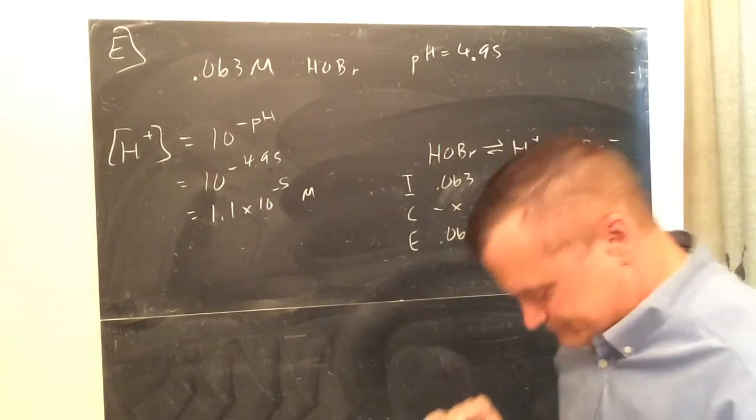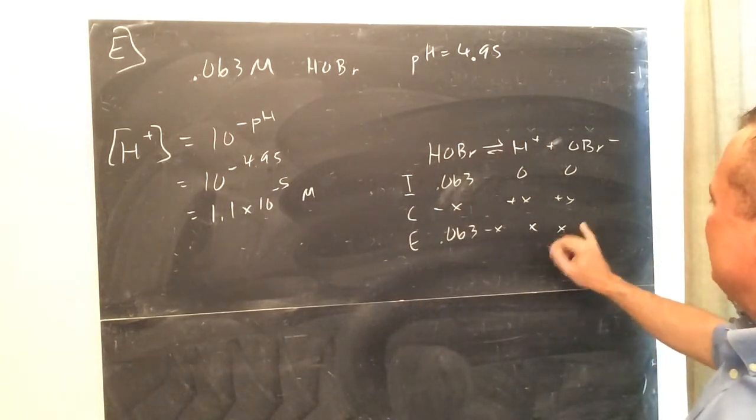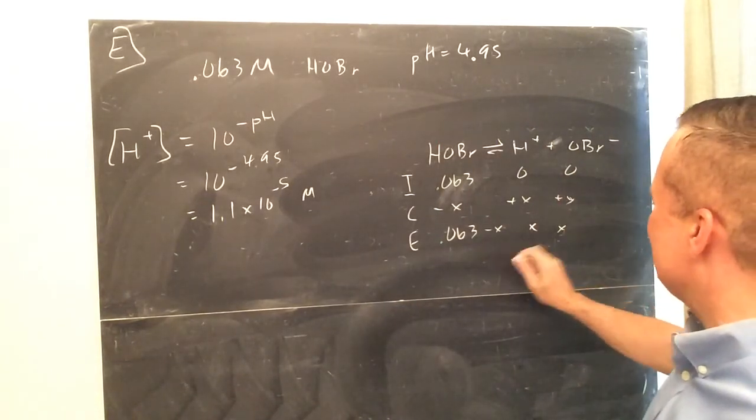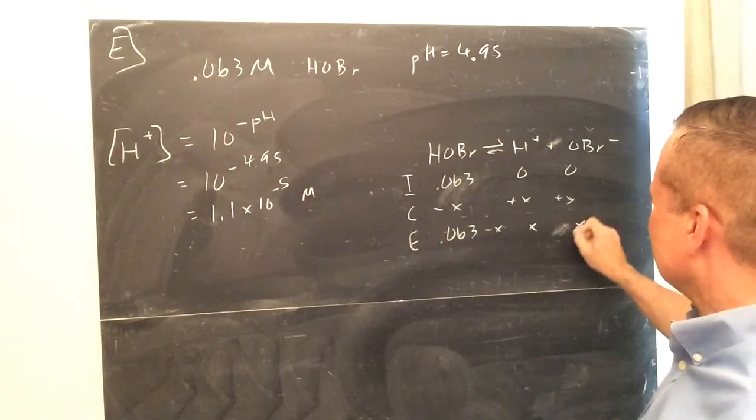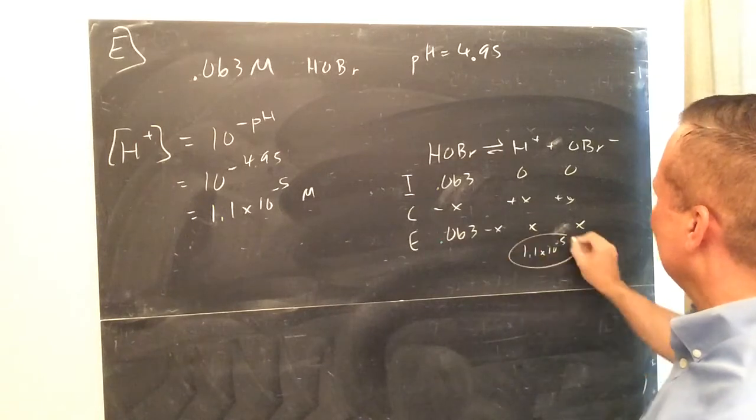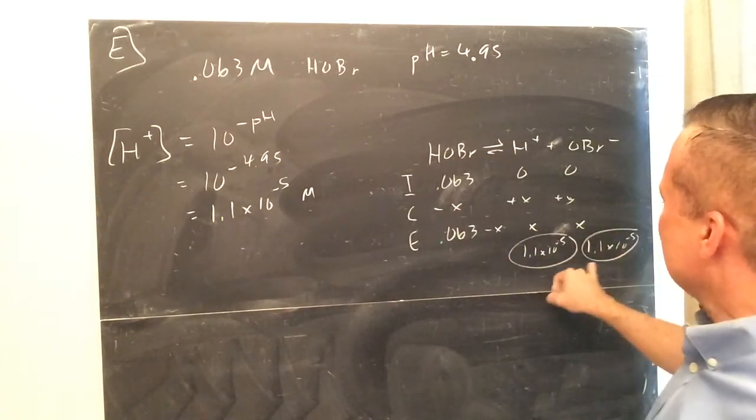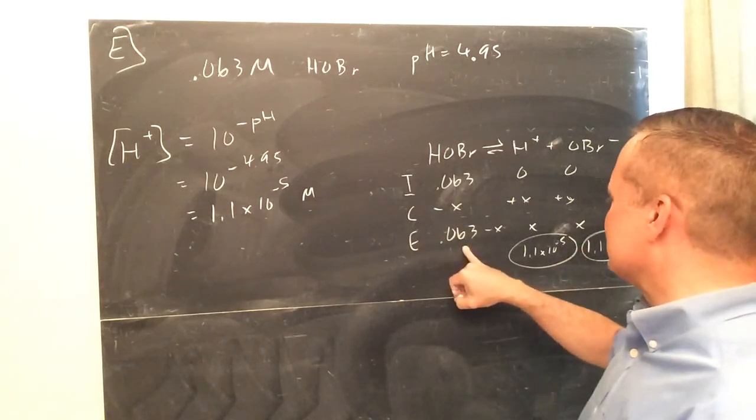Okay, now at equilibrium, let's find them all out. I made a big mess of my poor little icebox here. So H plus is 1.1 times 10 to the negative 5. OBr negative is 1.1 times 10 to the negative 5. And look how small that number is. I don't even know if it's going to show up.